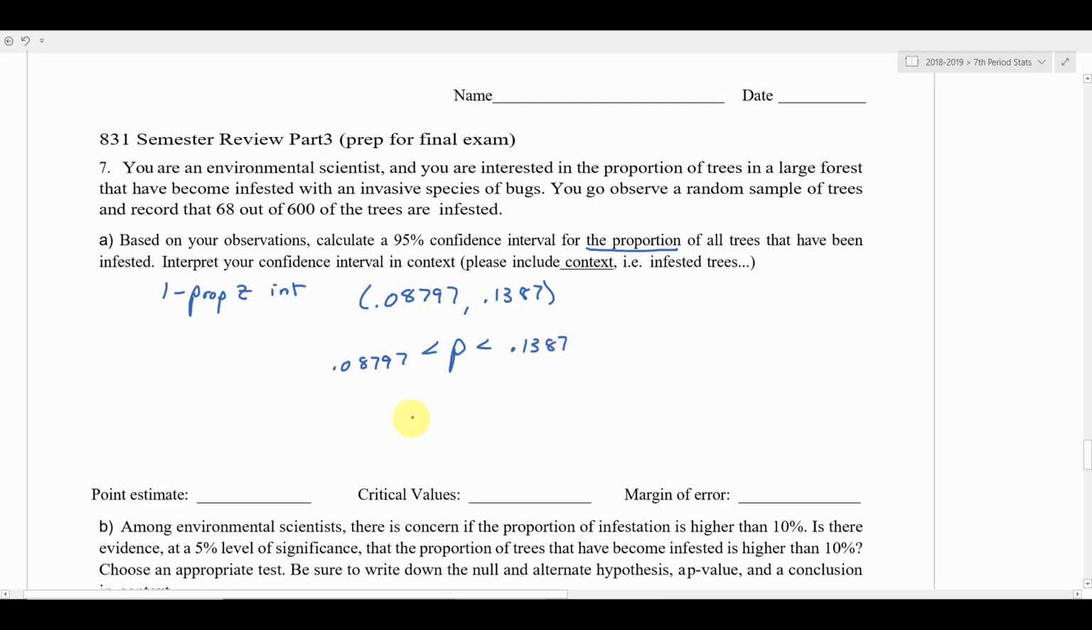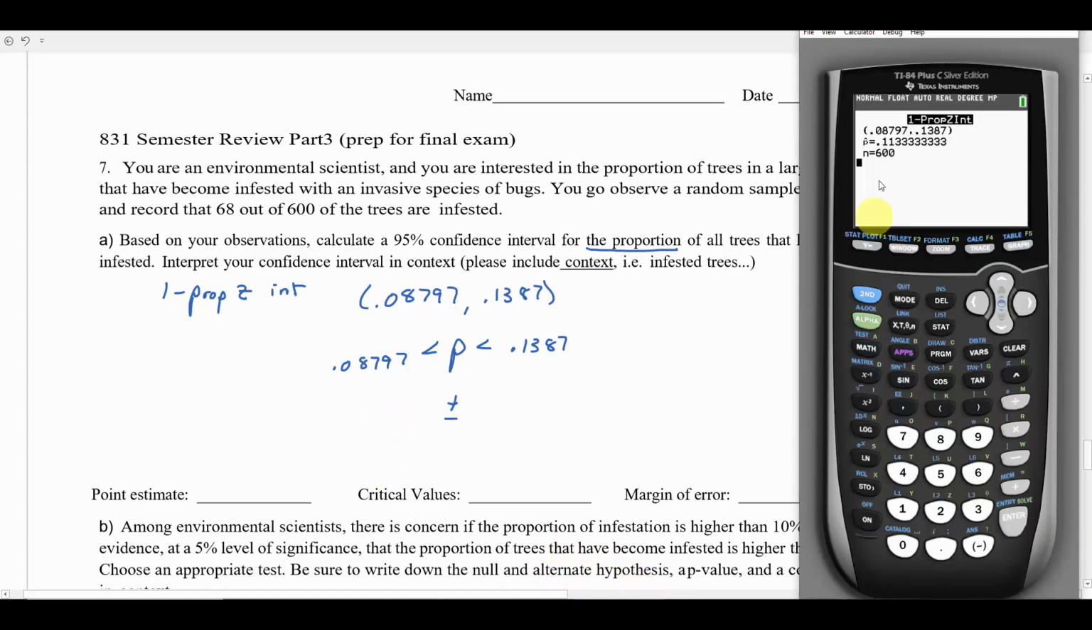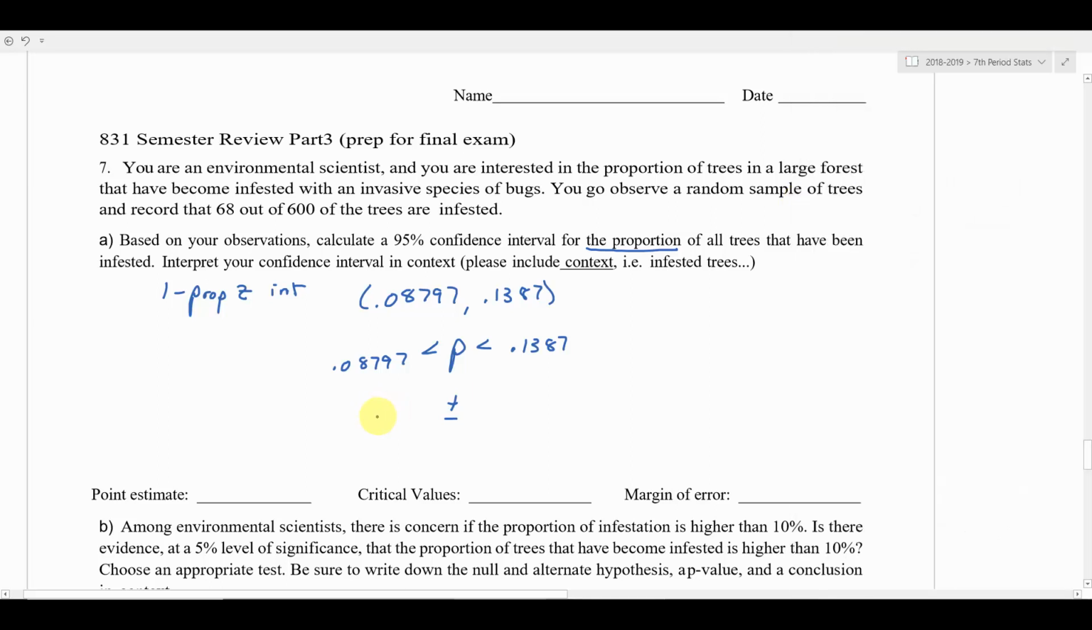The other way to do it is with the plus or minus format. So we can do a plus minus. We put our point estimate over here. So that is the 68 out of 600, which our calculator calculates for us. It's 0.1133 repeating. So I'm going to put 0.1133 repeating plus or minus my margin of error.